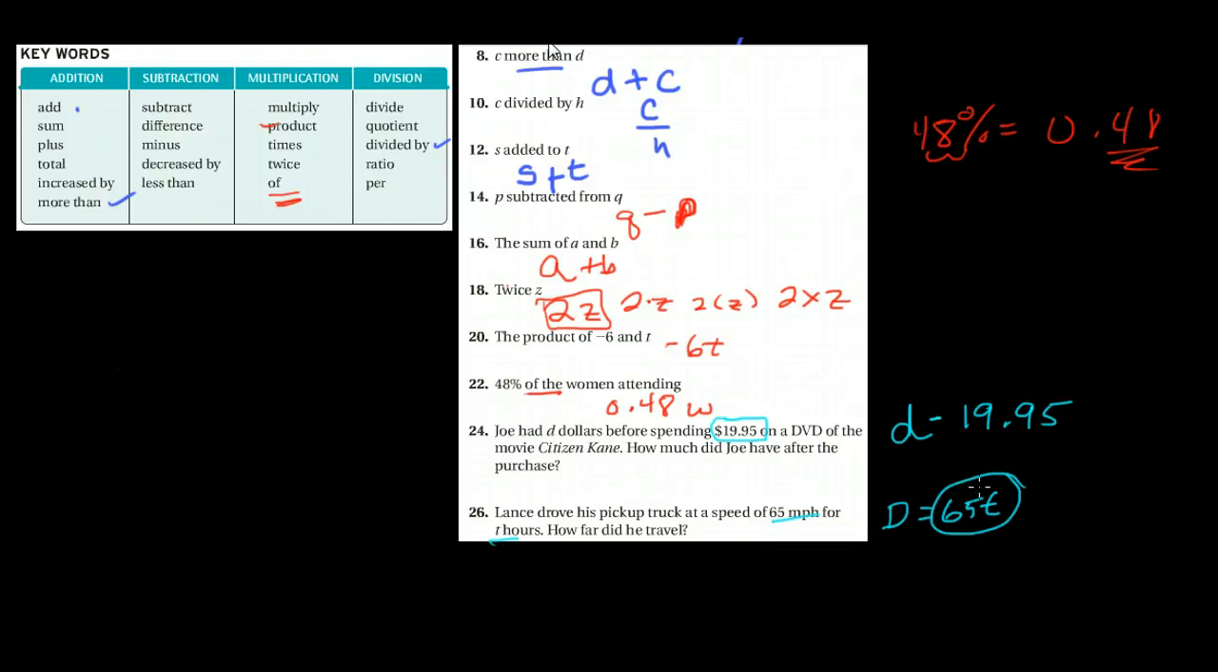There really isn't a trick to translating English words into math statements. You just have to become familiar with some of these key words in order to set up problems, and you're going to need to do that because a big part of your class will be doing word problems.